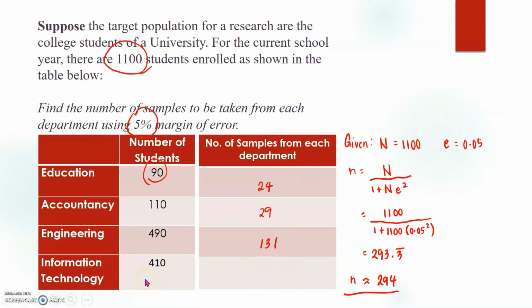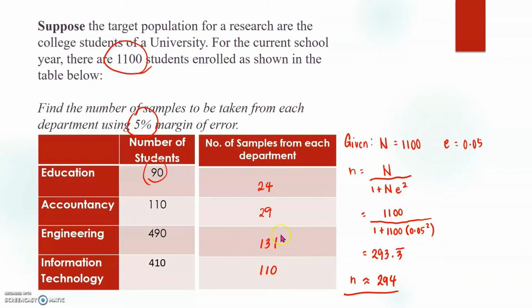Next, we have 410. So it's the same process. 410 divided by 1,100 times 294. And it gives us 109.58. Round off, so we have 110 for the IT.